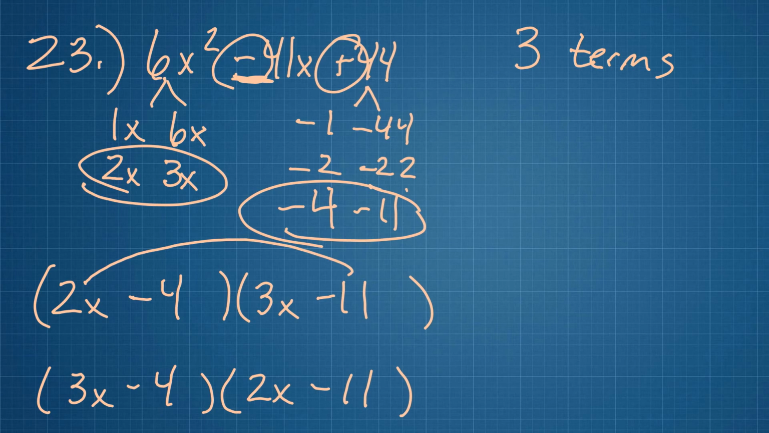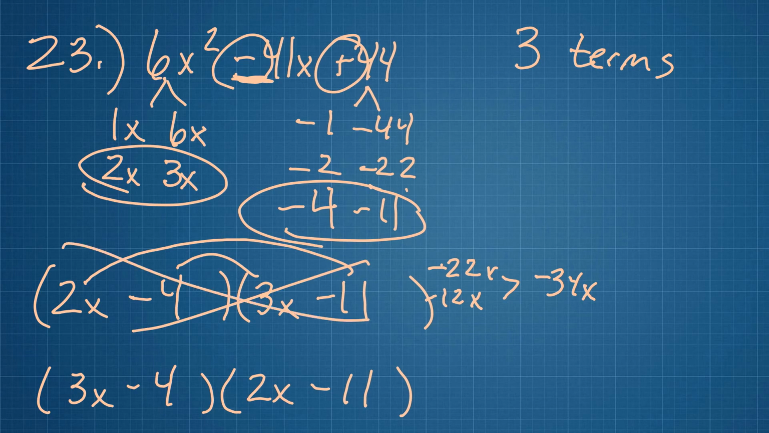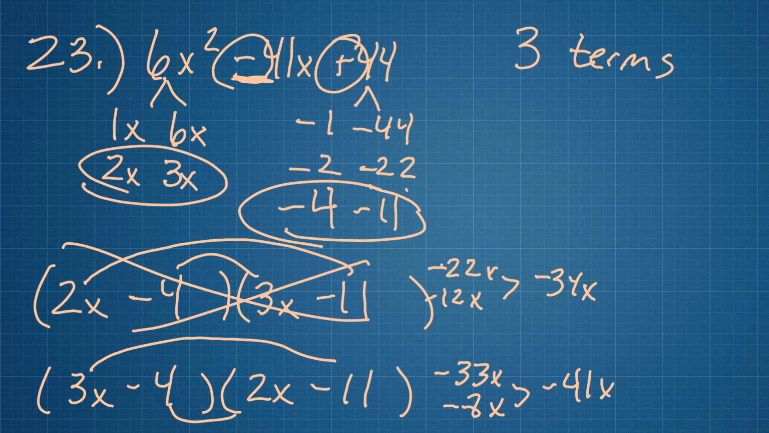I check the outside. I get 2x times minus 11, that's minus 22x. I check the inside. Negative 4 and 3 is minus 12x. Together, that is minus 34x. It's not what I want, so I know that's not right. Check this one. 3x and minus 11 is minus 33x. Minus 4 and 2 is minus 8x. Together, it's minus 41x. That's exactly what I want. So that's my factored form right there. That's my solution. And like I said, I just got lucky. All right. Moving on.